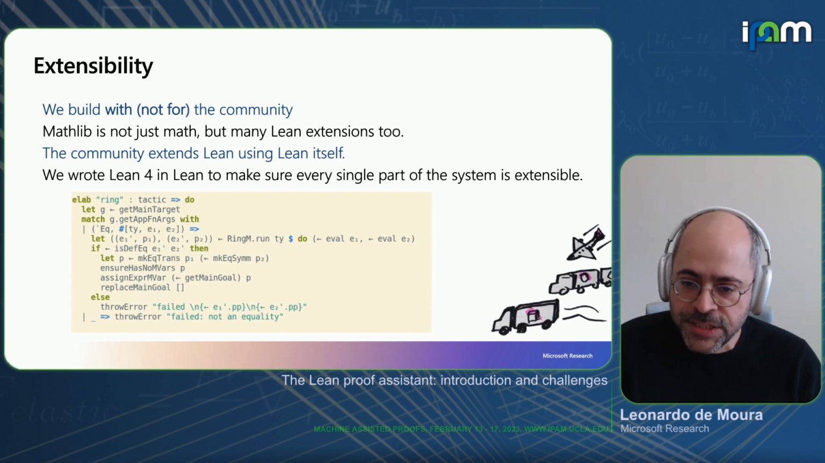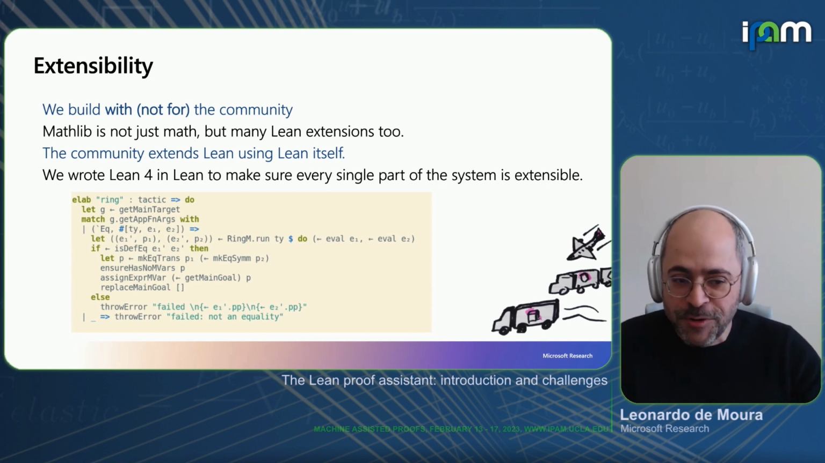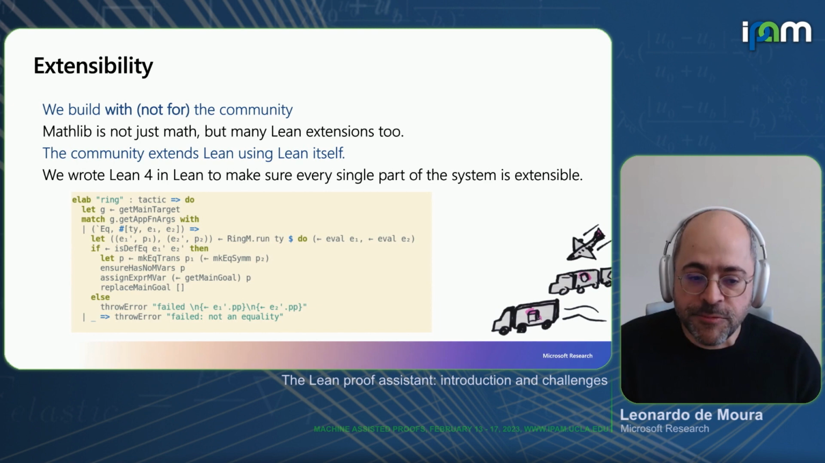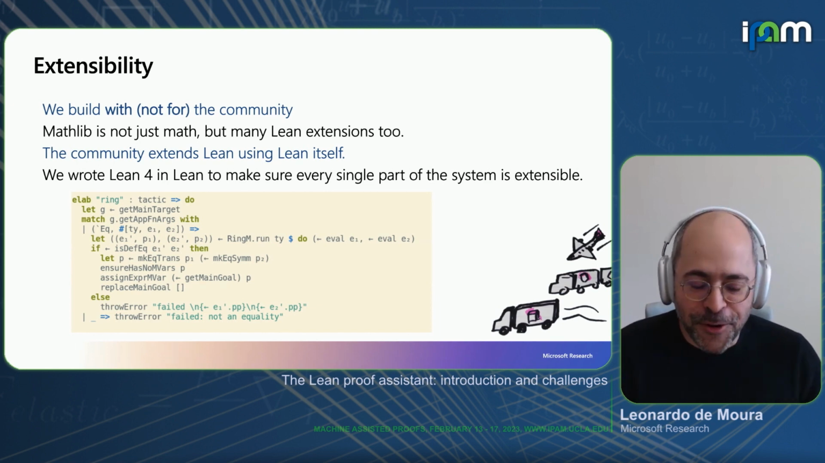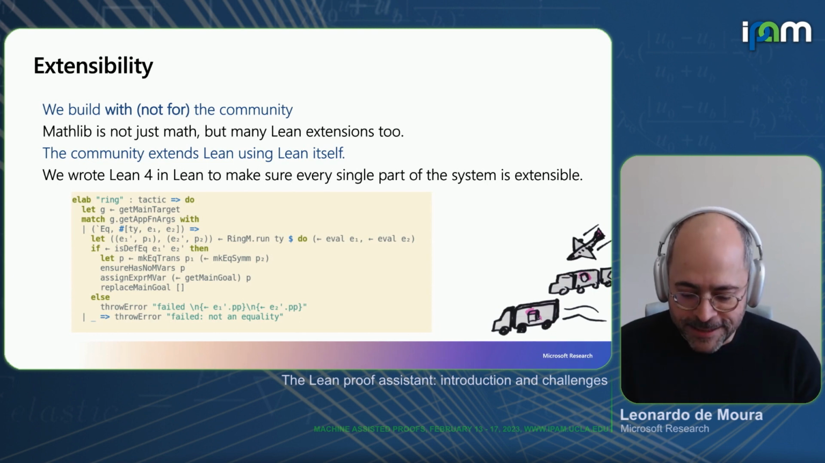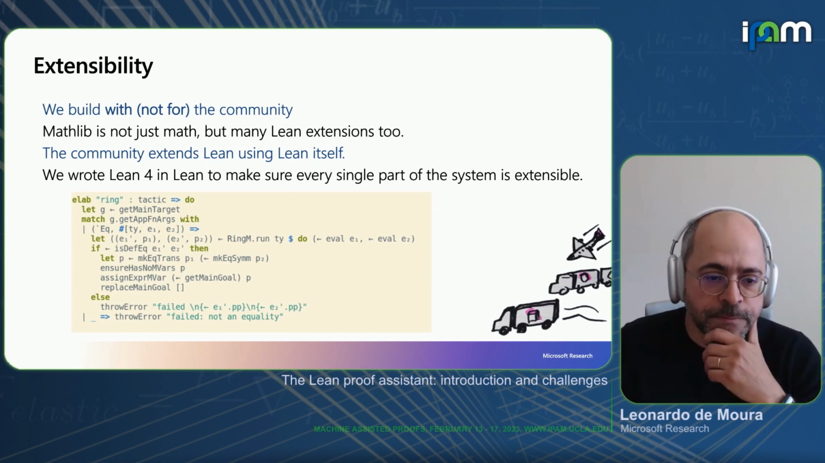In Lean 4, we want to make sure that every single part of the system is extensible. Here I have a small tactic. It's a small extension. It's a piece of proof automation, the ring tactic. It's much bigger. This is just the final piece of code for this extension and it was written by the community. They didn't have to talk with us. They did it completely independently of us. And I think this is great. That's what we want to see, right? That's a way to make sure that everybody can extend the project in the direction they want.